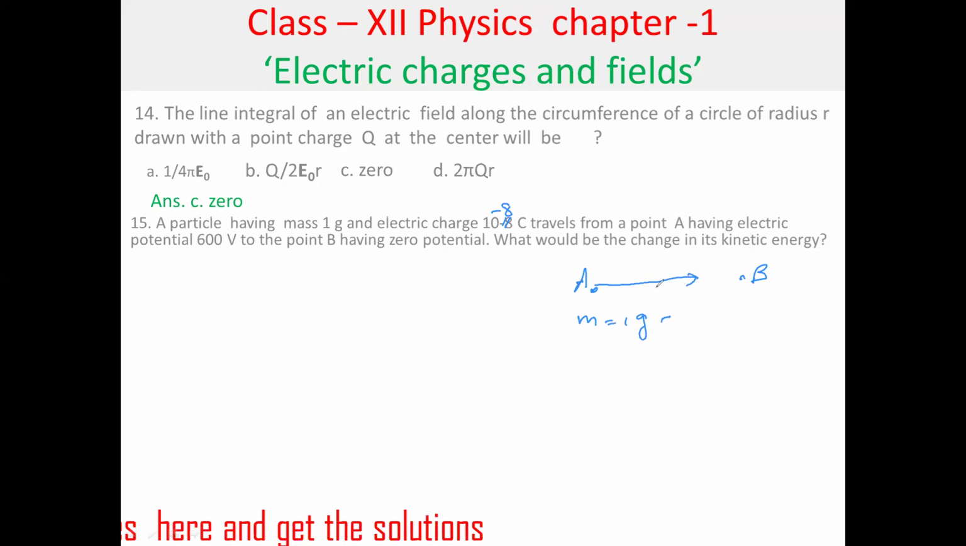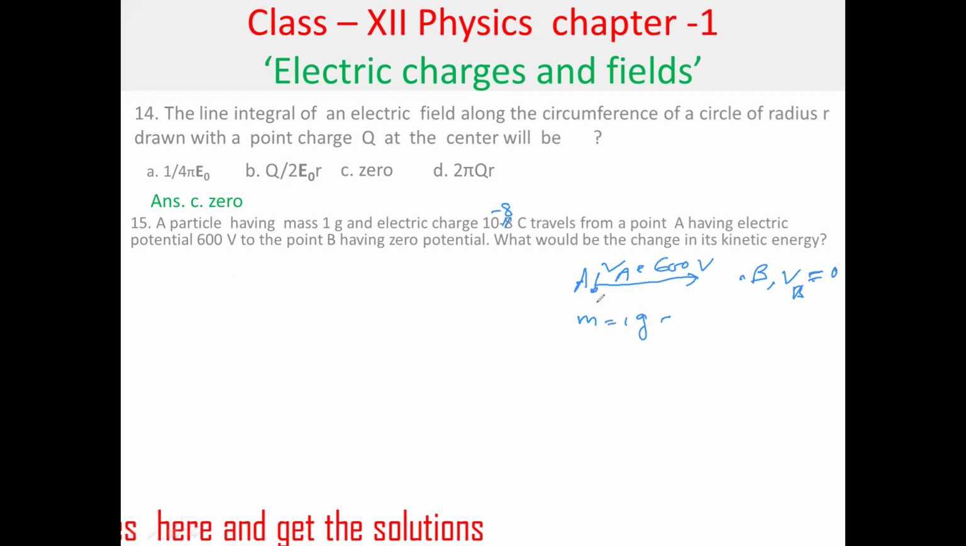Having electric potential, this potential difference is 600 volts at point B. Here the potential difference at A, B is 600, and at B the potential VB equals 0. So VB equals 0. Now, for the particle going from here to here, what will be the change in its kinetic energy?